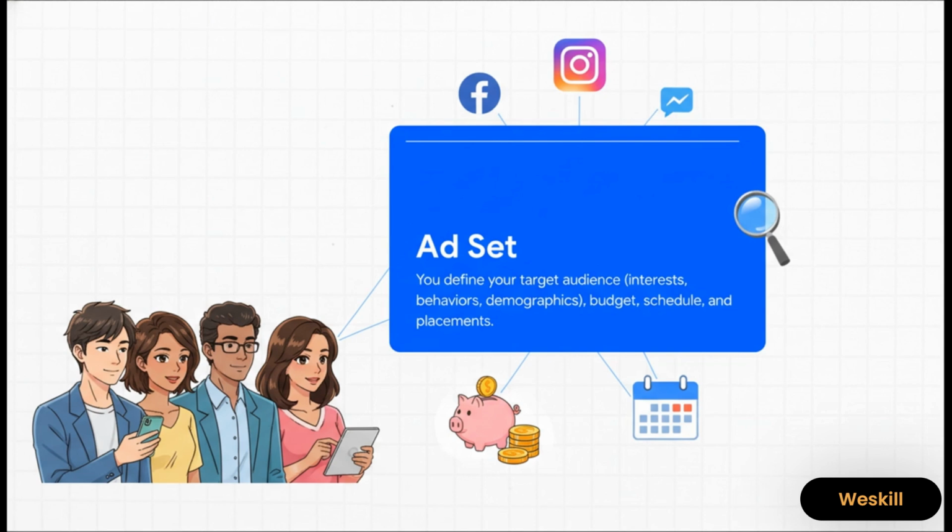Okay, let's go one level down into the drawer, the ad set. This is the strategic engine room. This is where you tell Facebook exactly who you want to reach. You also set your budget, how long the ad will run, and you decide on placements. And what are placements? That's just where your ad shows up, like in the main Facebook feed or maybe just on Instagram stories or even in Messenger.